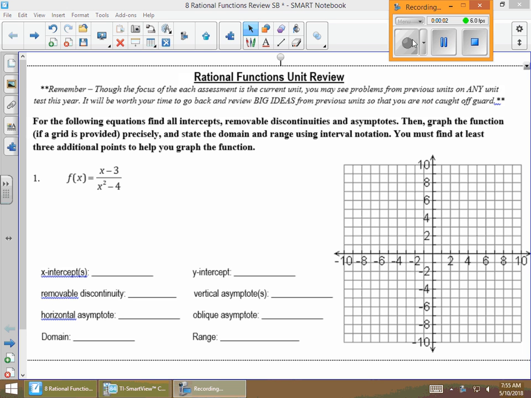Okay, this is the rational function unit review. I'm going to be doing 1 or 2 maybe problems per video.